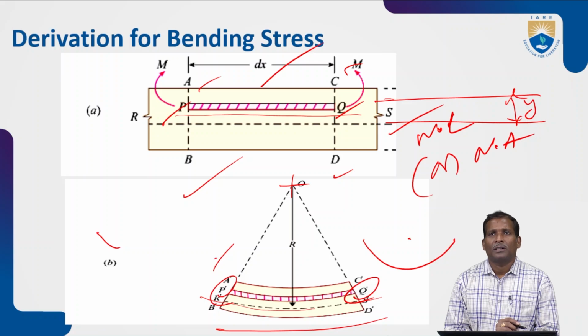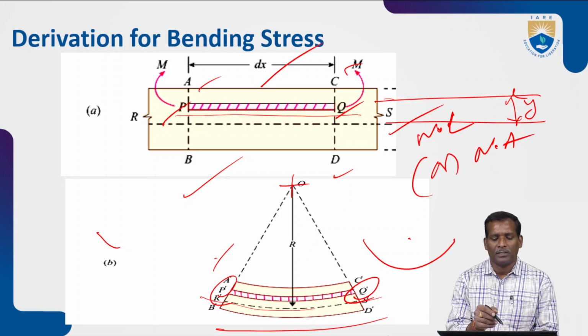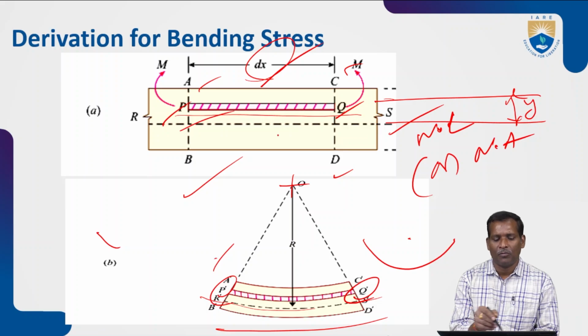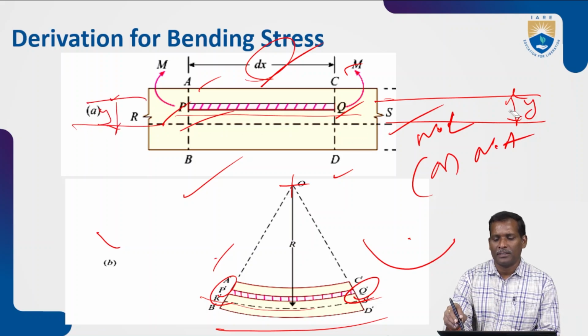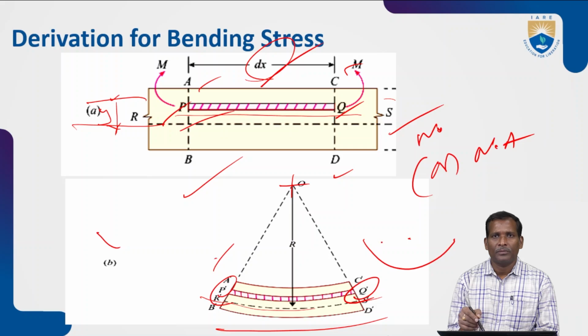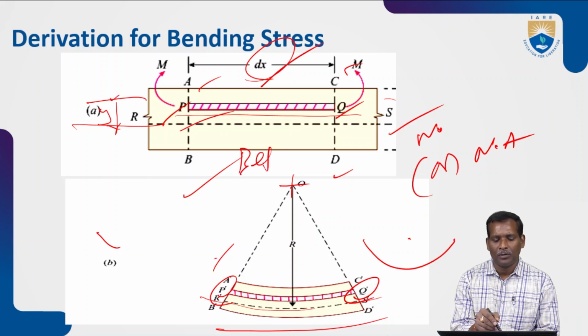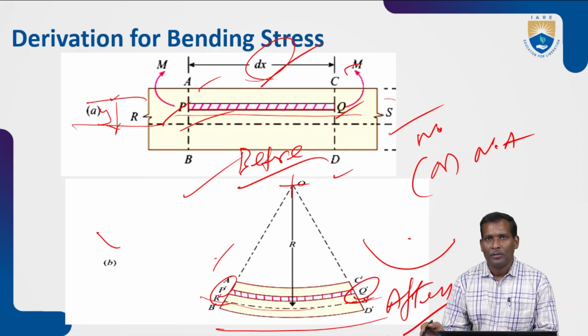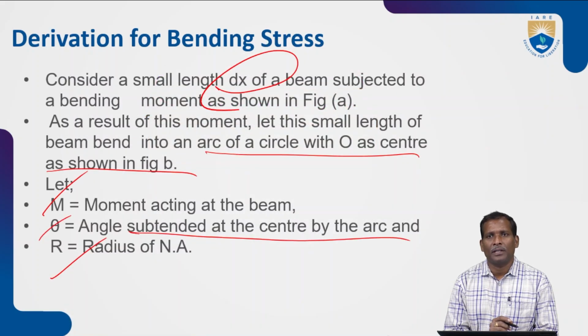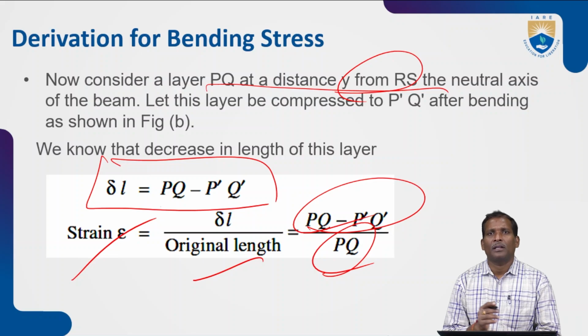Now the derivation. Take a small elemental length of the beam, dx, and take section PQ. For PQ, take the distance y from the neutral axis, the neutral layer. Clear? And here is the diagram after bending, so here before and after. The radius of curvature is R. Theta is the angle subtended at the center of the arc, with O as the center. And I have considered the layer PQ at a distance y from RS.